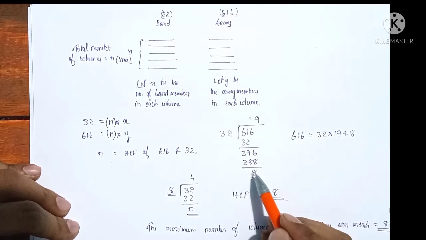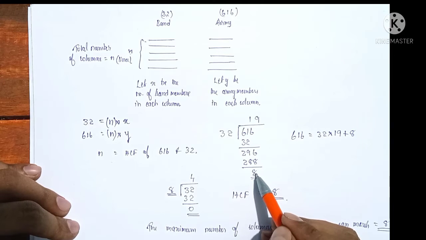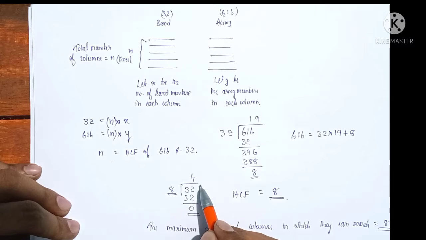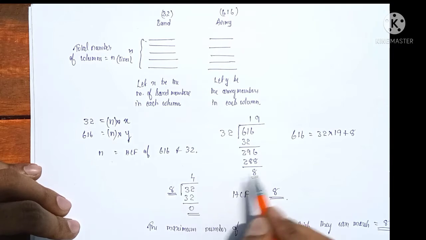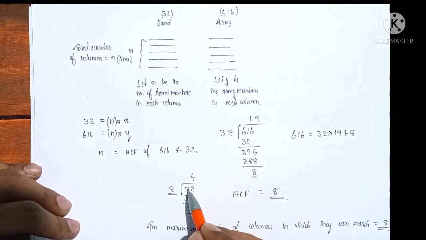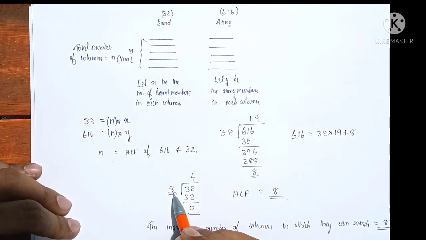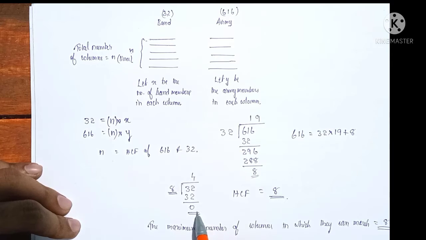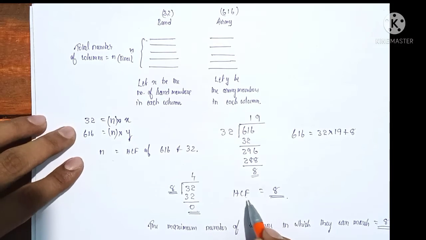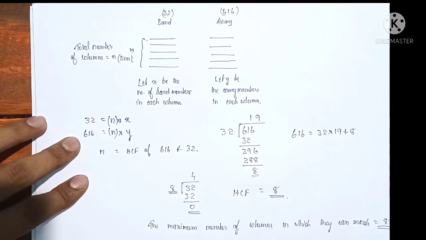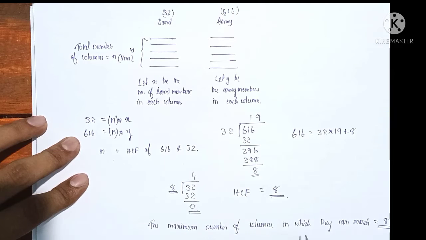Since we didn't get the remainder as 0, we continue the division process. We take 32 divided by 8. 4 eights are 32, the remainder is 0. So we finally got the remainder as 0, and our HCF is 8. The HCF of 32 and 616 is 8. So we got the answer: the maximum number of columns in which they can march is 8.